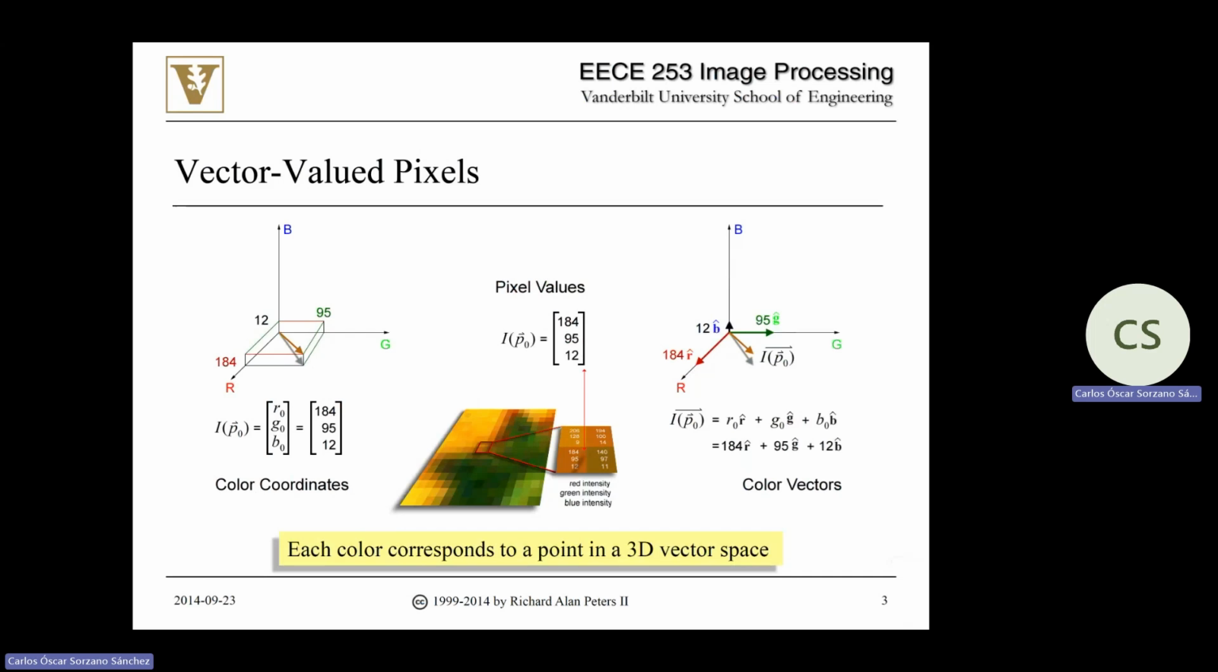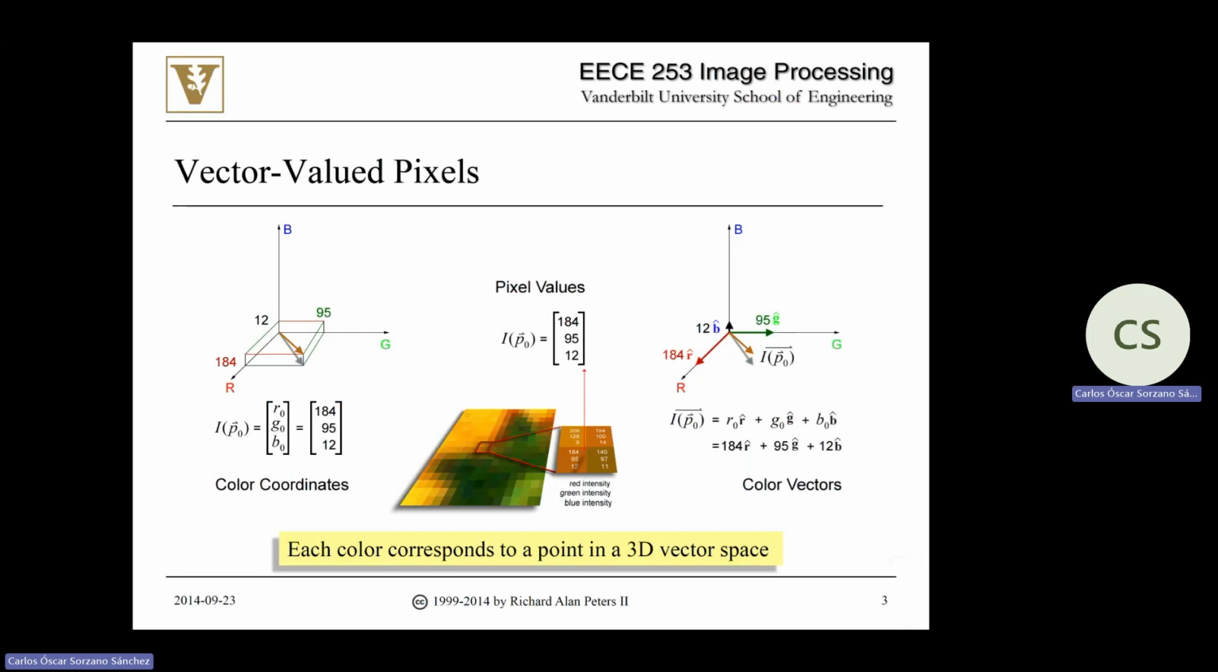As it is a vector, you can think of the color as traveling instructions. When you have 184 in red, what it is telling you is if you want to reach your point, your color, in this color space, you have to travel 184 units in the red direction. And once you have reached this point from the origin, now you have to travel 95 in the green direction, that is this one. And then you have to travel 12 in the blue direction, and then you reach the color. So a vector is nothing more than traveling instructions.